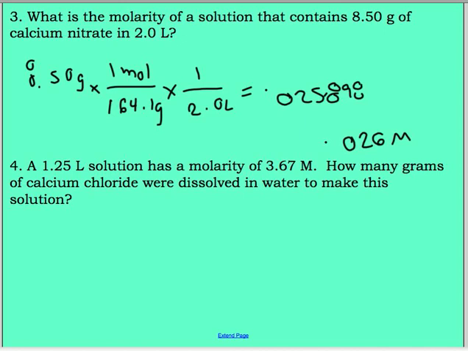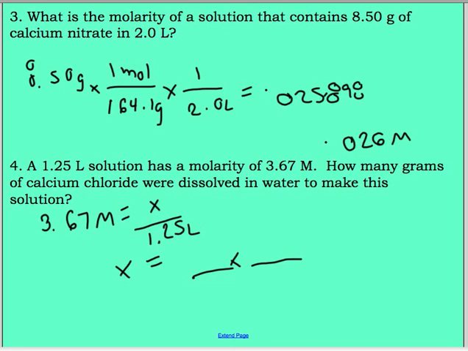Number 4, again, is just a different way. We know molarity, now we're working backwards. So what we're going to do is use our molarity equation. We have 3.67 molarity equals X over the 1.25 liters. And then whatever we get for X, we're going to multiply by its molar mass. So there's 111 grams in a mole.